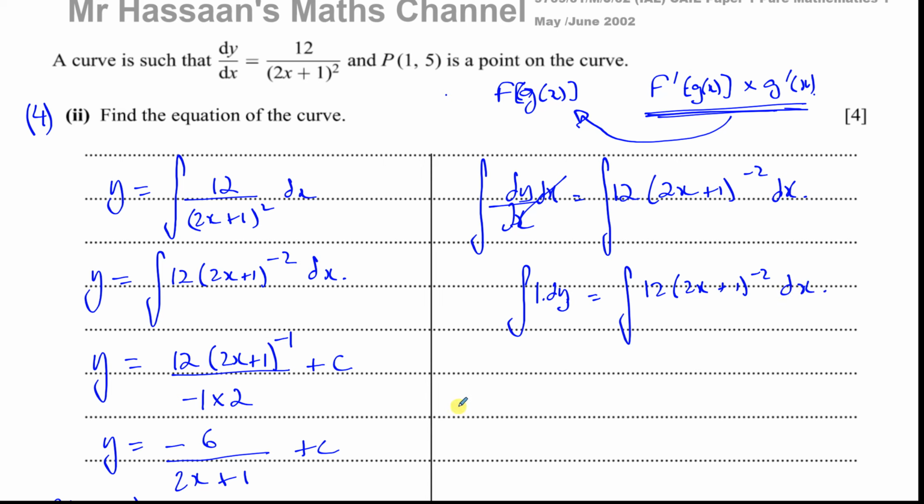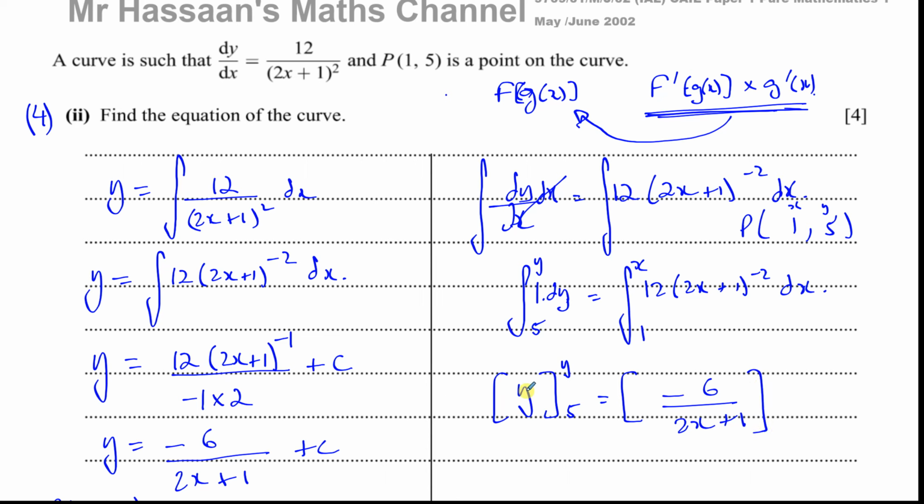Okay, now what we can do here is we can use definite integration. So I can say I'm trying to find what y is in terms of x, and I know that when y equals 5, x equals 1, because we have the point P, 1, 5. This is the x value, this is the y value. Okay, so now when I integrate this, I'm going to get y. I'll have my limits of y and 5. When I integrate this, I put a square bracket because it's a definite integral. And as we did before here, we end up with minus 6 over 2x plus 1.